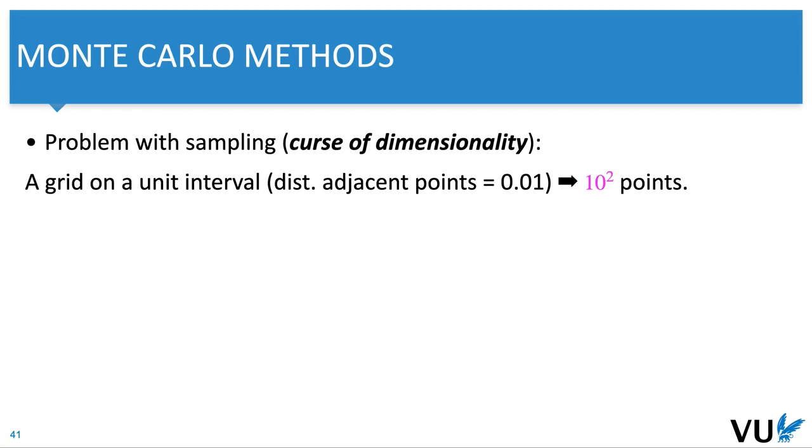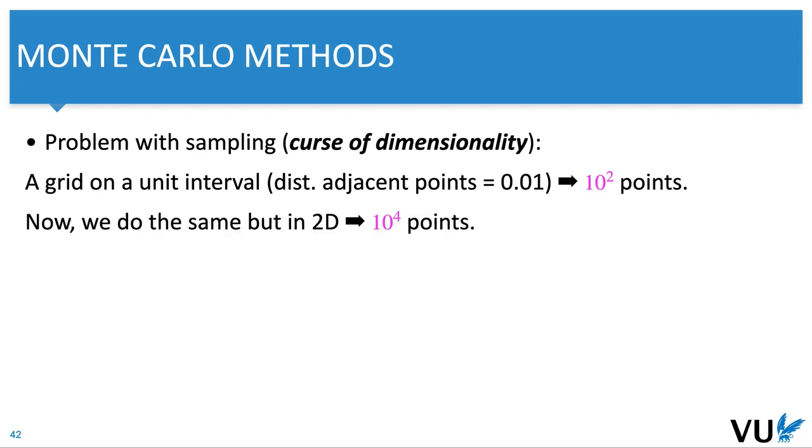And why? Because if we take a unit interval with the same distance between adjacent points, for instance, 0.01, so between 0 and 1, we have 100 such points, all right? So let's say that we have 100 possibilities. Now if we want to sample all of them, it's easy, right? If we even want to repeat every single point 10 times and see how it behaves, we can do it, right? Or we can take just these 100 points, evaluate them and calculate the average or whatever.